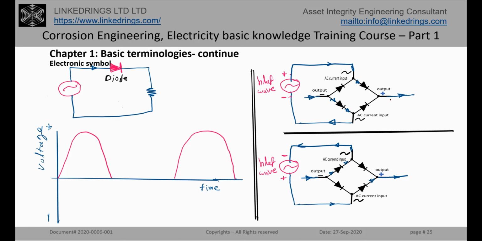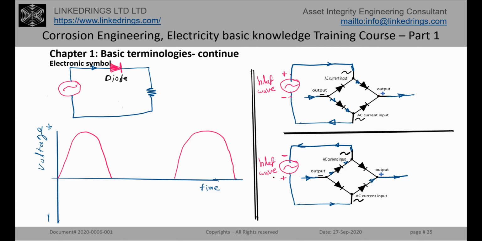What will happen if I have this kind of shape? Here we have 4 diodes, and the AC source is connected in this way. The current will go to the load, and it will return to the other side here. These 2 points are the output circuit, and this is positive.